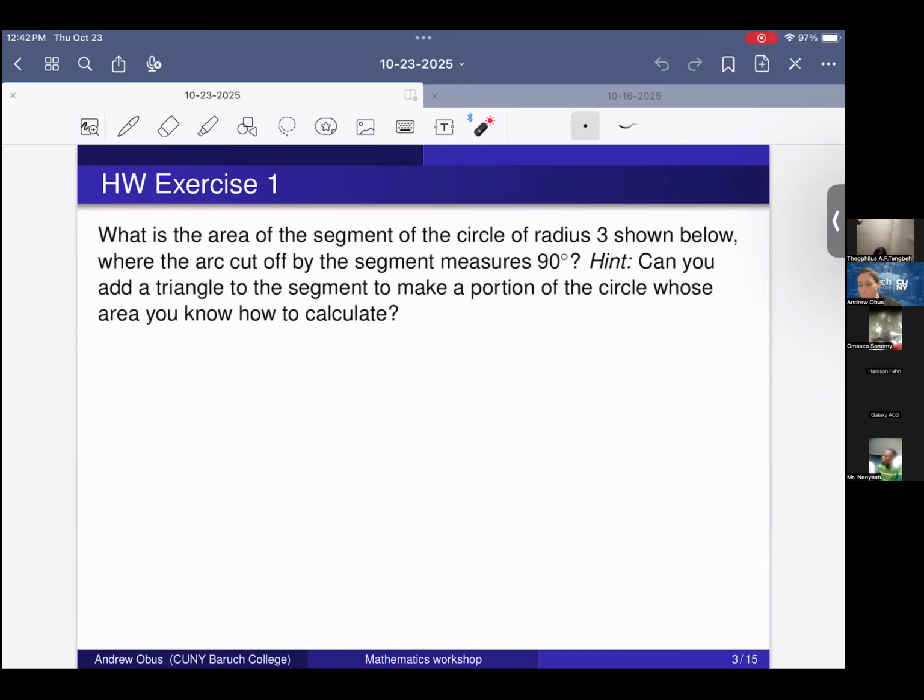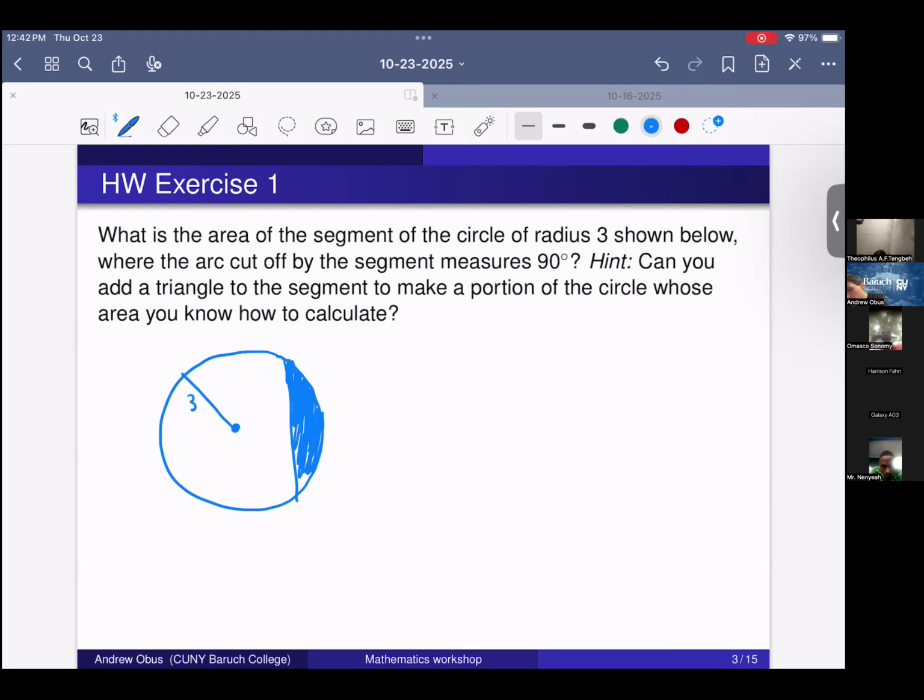This is homework exercise one, which had a diagram. What is the area of the segment of the circle of radius 3 shown below? Let me redraw this diagram. We have a circle here, and I had an arc over here, and the circle was radius 3, and the segment that we want is exactly this area right here. The arc over here is 90 degrees, which means it's 1/4 of the circle, 1/4 of the circumference.